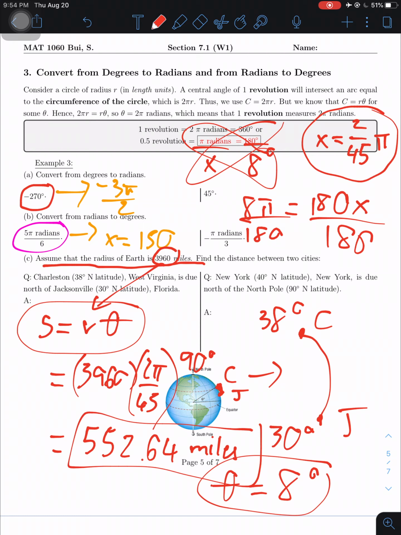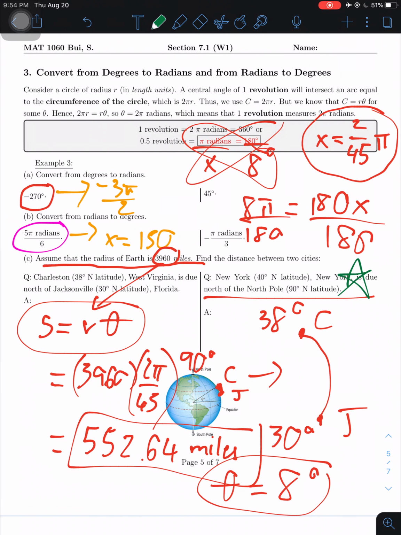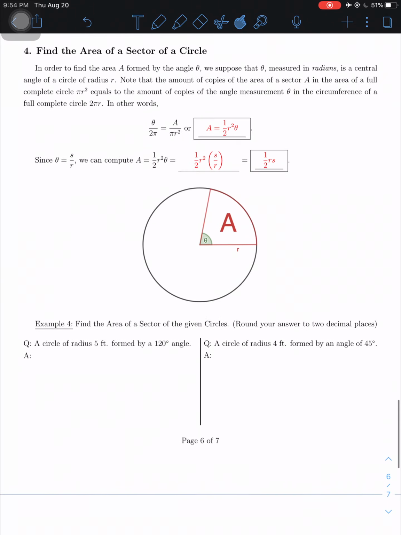Okay, and here is your turn. Try this one and make sure your turn is a part of your work. Let me put a green star in here so you know that you have to turn it in. Okay. Alright, let's move on to the next objective of the day.